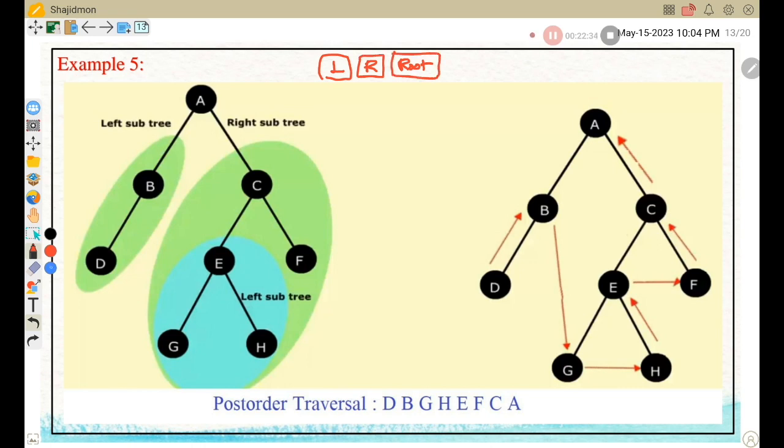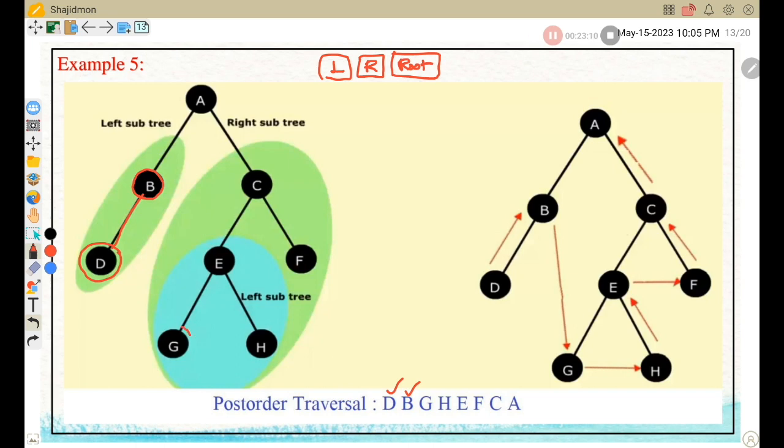Okay, so let me start with the left part. Left subtree, that is D, we are starting. After D, where we need to go? Right, correct? So we will go to that parent vertex, that is B. And there is no right here. So we visited the B vertex here. After that, where do we need to go? We cannot go to the root vertex. We need to go to the right part now. So first we visited D, then we visited B, correct? Now we go to the right subtree part.